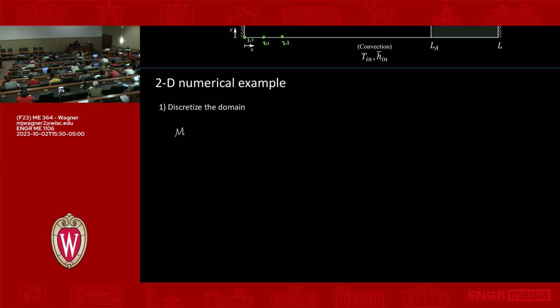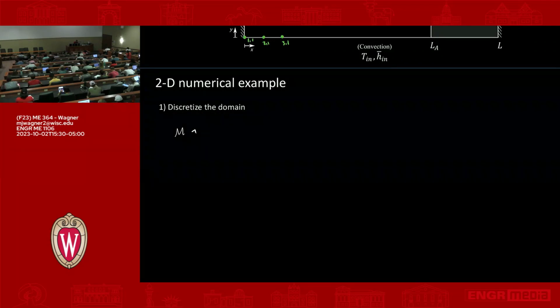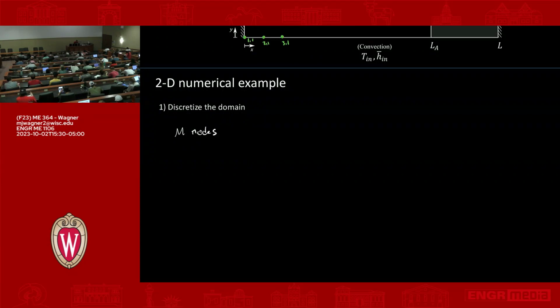So we have M nodes in X. We have N nodes in Y. So the total number of nodes, obviously, is M times N. That becomes maybe interesting or problematic.